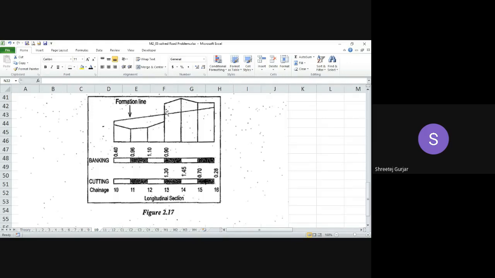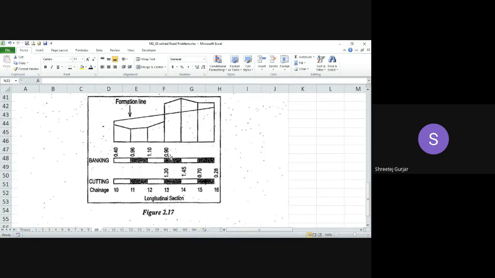You can observe, this is a vertical drop. At the 13th cross section, or at the 13th chainage, you can observe this is one ground level under banking. Under banking, this is one of your ground levels, that is 0.9. And also at this point you have a ground level. So this will come under cutting.